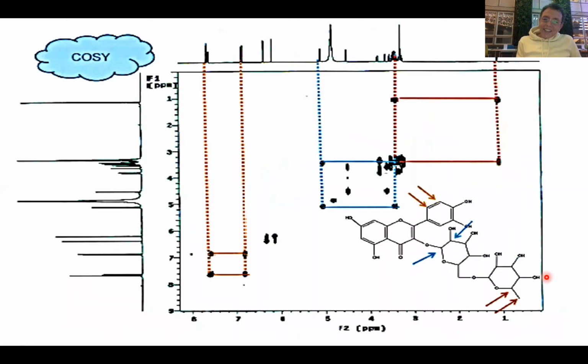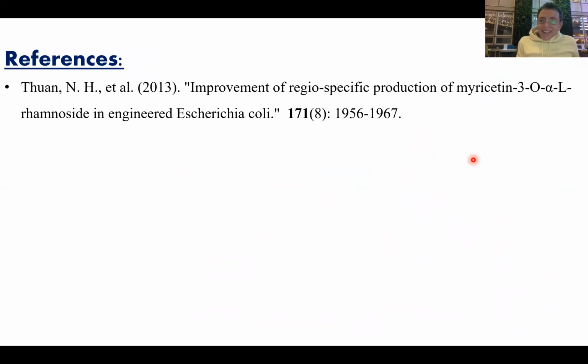With this, I would like to end with the COSY spectrum, and you can guess by yourself. These two protons will be ortho coupling, right? And it will give a very clear square. This is a reference which, if we would like, we can go to in more detail.